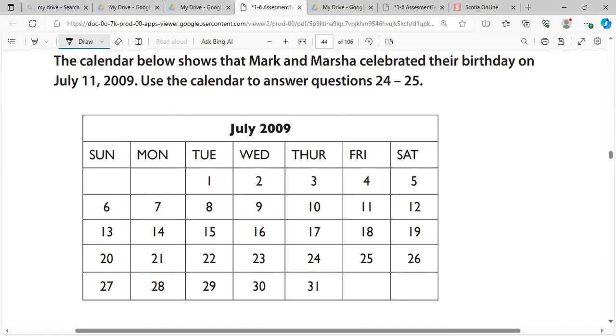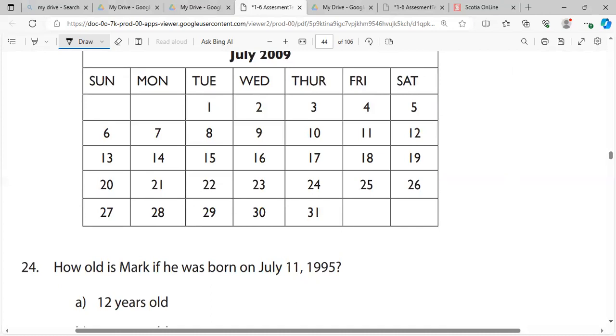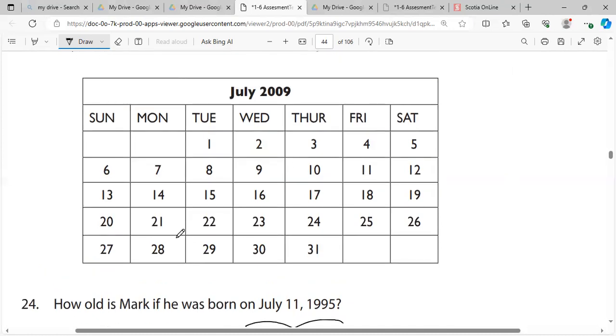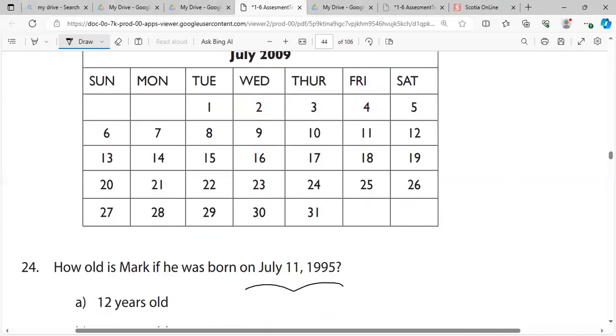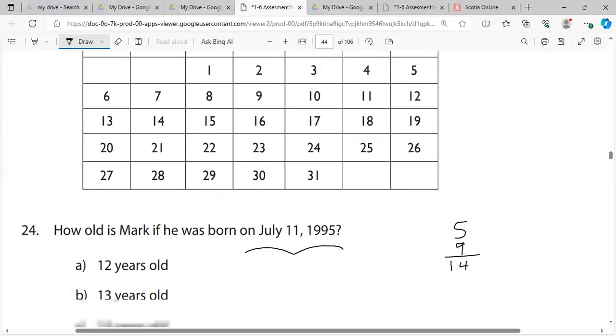The calendar below shows that Mark and Marsha celebrate their birthday on July 11, 2009. Use the calendar to answer questions 24 to 25. Alright, how old is Mark if he was born on July 11, 1995? Guys, you don't really want to give kids this. This doesn't sound like stress. Alright, watch out. So he was born in 1995. So if we get to 2000, we need 5 plus 9. So 9 and 5, that's what, 40. Alright, so that's 40.